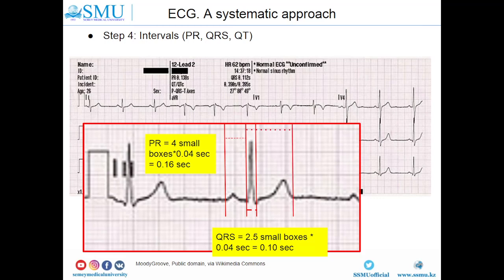Then let's calculate the QT interval. In this case, it includes 11 small boxes, and the QT interval is 440 milliseconds.